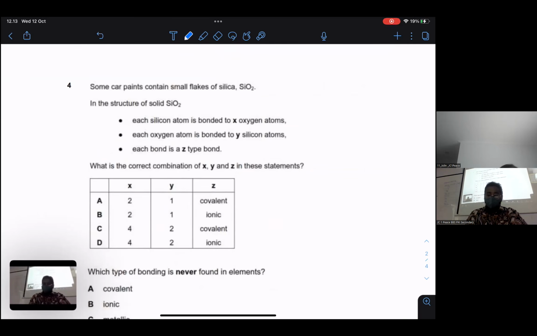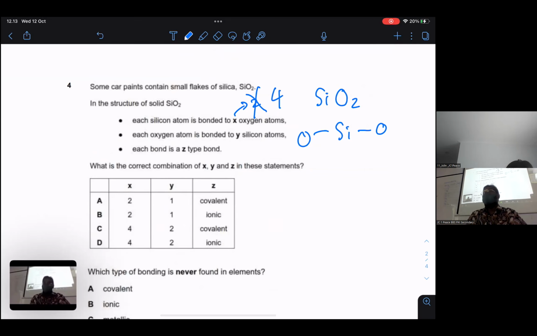because most of the time students see SiO2, Si joined with O, and just straight away say Si is bonded to 2 oxygen atoms. No, this is wrong. You can refer to my PowerPoint slide. Si is bonded to 4 oxygen atoms. Always remember this. Each oxygen atom is bonded to 2 Si. So this is going to be covalently bonded. So covalent, X is 4, this is 2, and the answer is C.